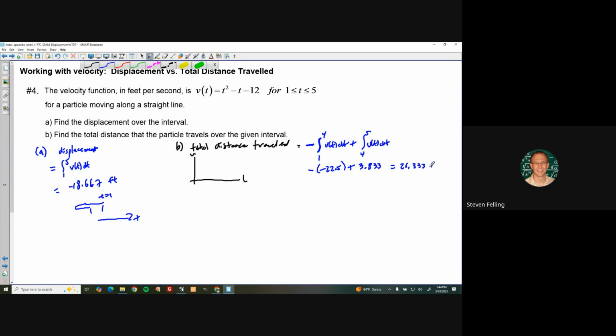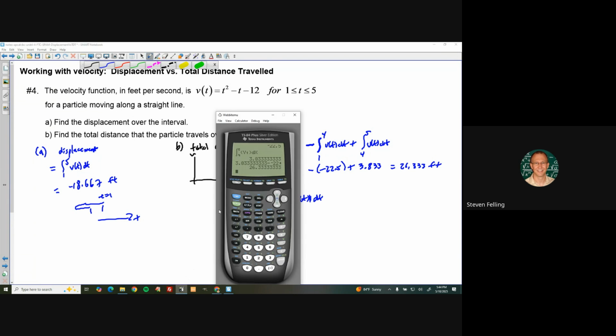Again, this is an accumulated distance, so that would be feet. The other way to do this is to say that this is equal to just from 1 to 5, the absolute value of the velocity function. Just force it to be always positive and just integrate it once. You can do that actually.